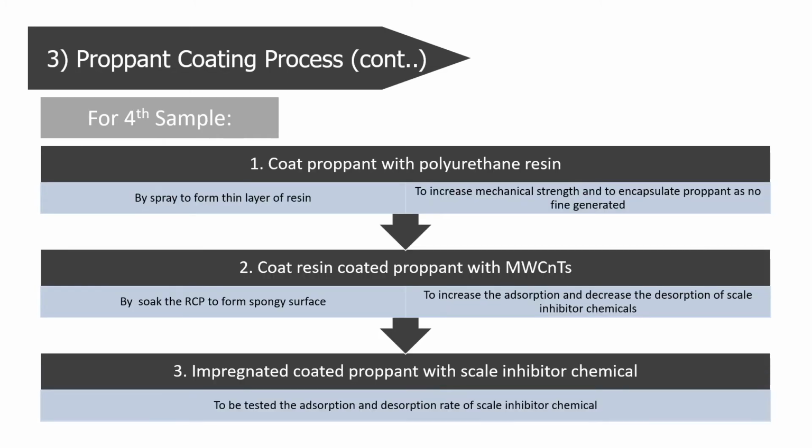For the fourth sample, we have the nano additive, so the propane coating process also will be different. First, we coat the propane with polyurethane resin, such like before, by spray to form thin layer of resin to increase mechanical strength and to encapsulate propane as non-fine generated. Second, to coat the resin-coated propane with multi-wall carbon nanotubes by soak the resin-coated propane to form spongy surface. This is to increase the absorption and decrease the desorption of scale inhibitor chemicals. And lastly, to impregnate coated propane with scale inhibitor chemical.